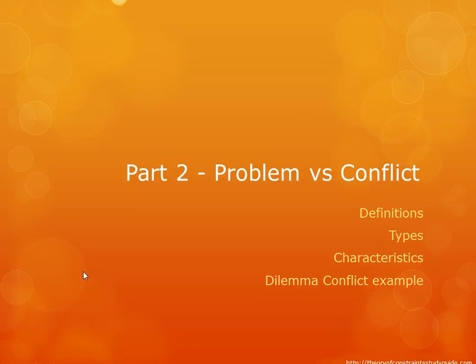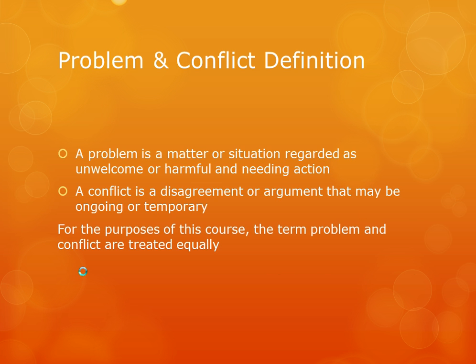So part two addresses the issue of problems versus conflicts. In some people's minds there's a distinction there, so we'll go through a definition of each. We'll also touch on the types of conflicts that typically occur both in personal and in business, and some of the common characteristics that apply generally. And then finally we'll introduce an example of a dilemma conflict.